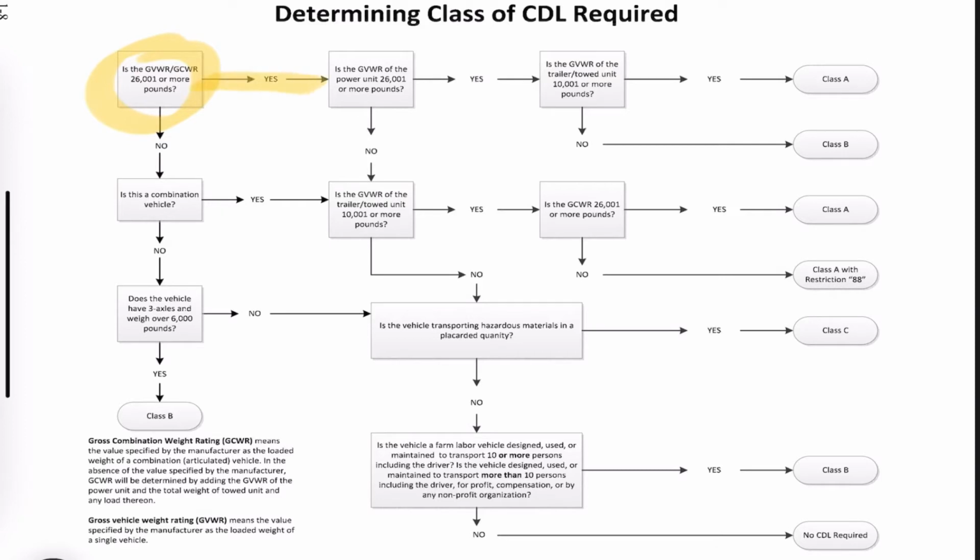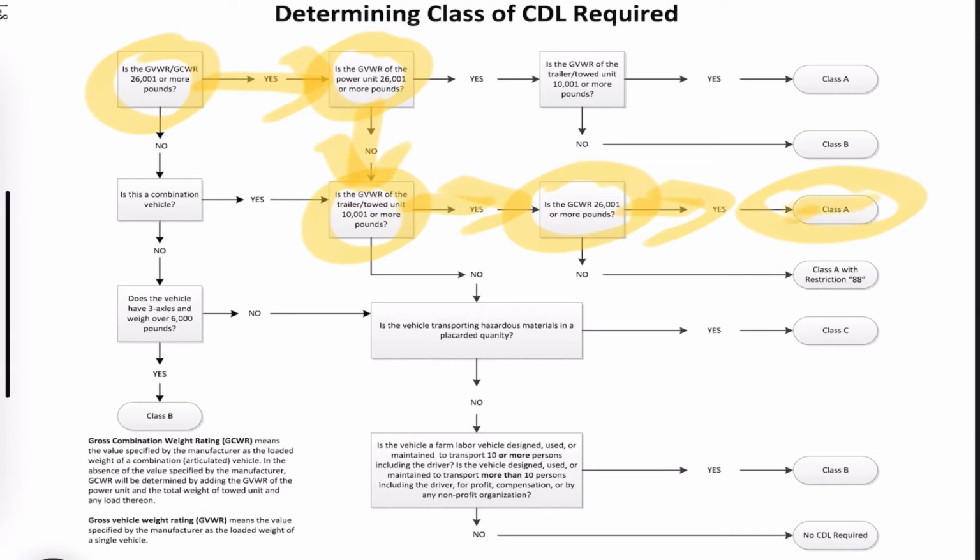And this second area says, is the GVWR of the power unit 26,001 or more? No. So let's go down. Is the GVWR of the trailer / tow unit 10,000 or more? Yes. So we're gonna go to, is the GCWR 26,001 or more pounds? Yes. So you need a CDL.